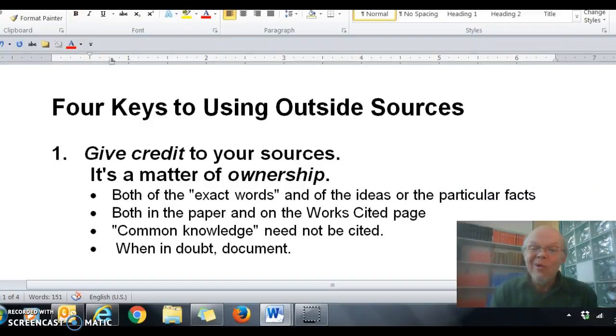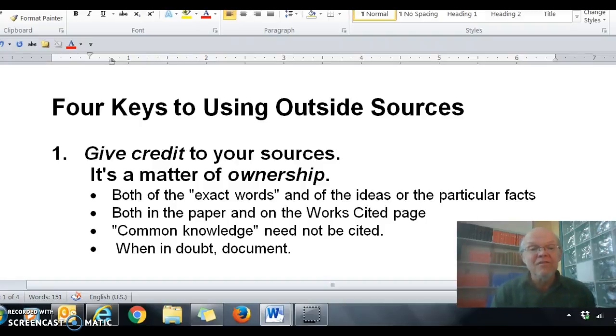All right? When in doubt, document is something that we can say as well. We don't want to go crazy wondering if something is common knowledge or not. Okay, but that's our obligation, and we embrace it. Nobody wants to take stuff from somebody else.